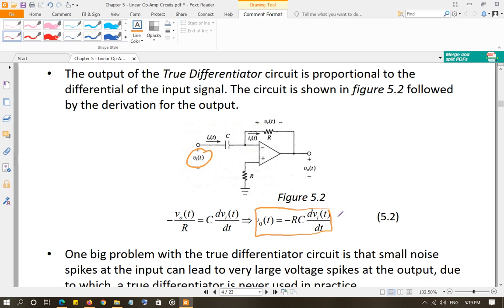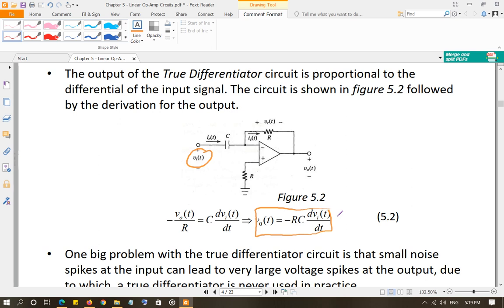And just for this reason, we don't really use the true differentiator circuit in practice. I mean, we can still use the true integrator circuit, but the true differentiator circuit is hard to use in practice, because of course you will always have small noise spikes at the input, and those noise spikes can produce a very large output. Of course, it will saturate. It's not going to go beyond 15 volts, but it's still going to be big spikes.